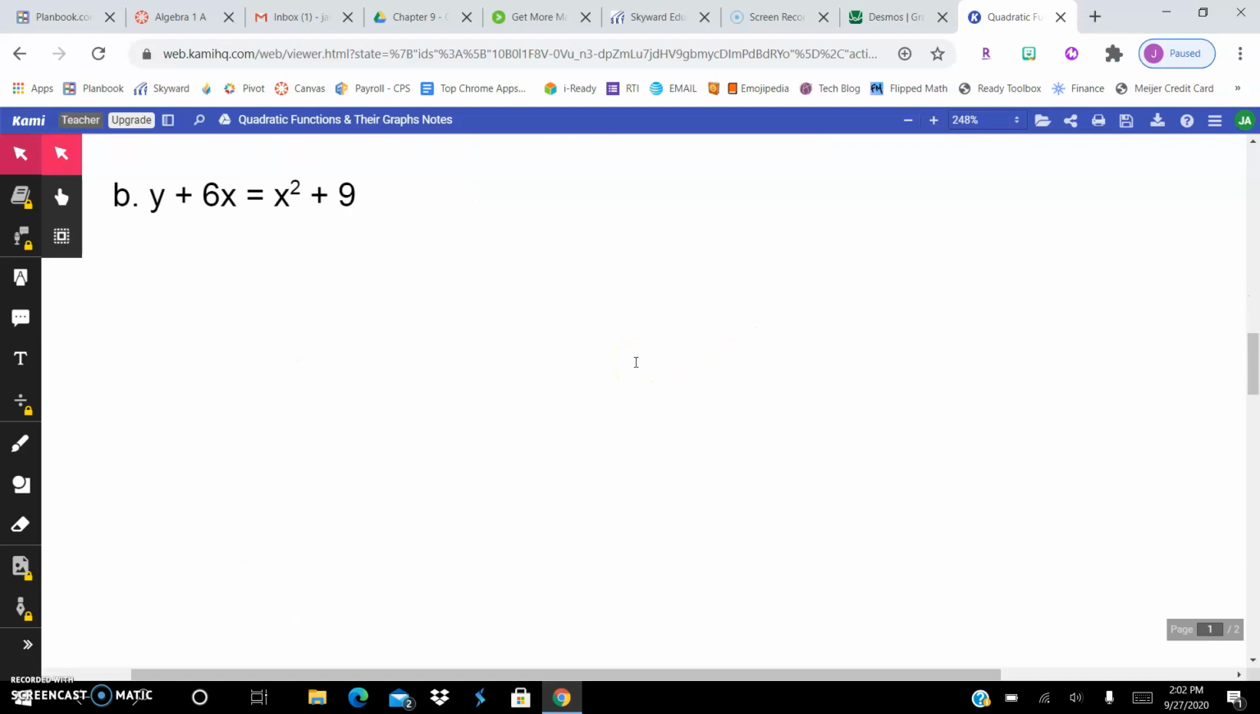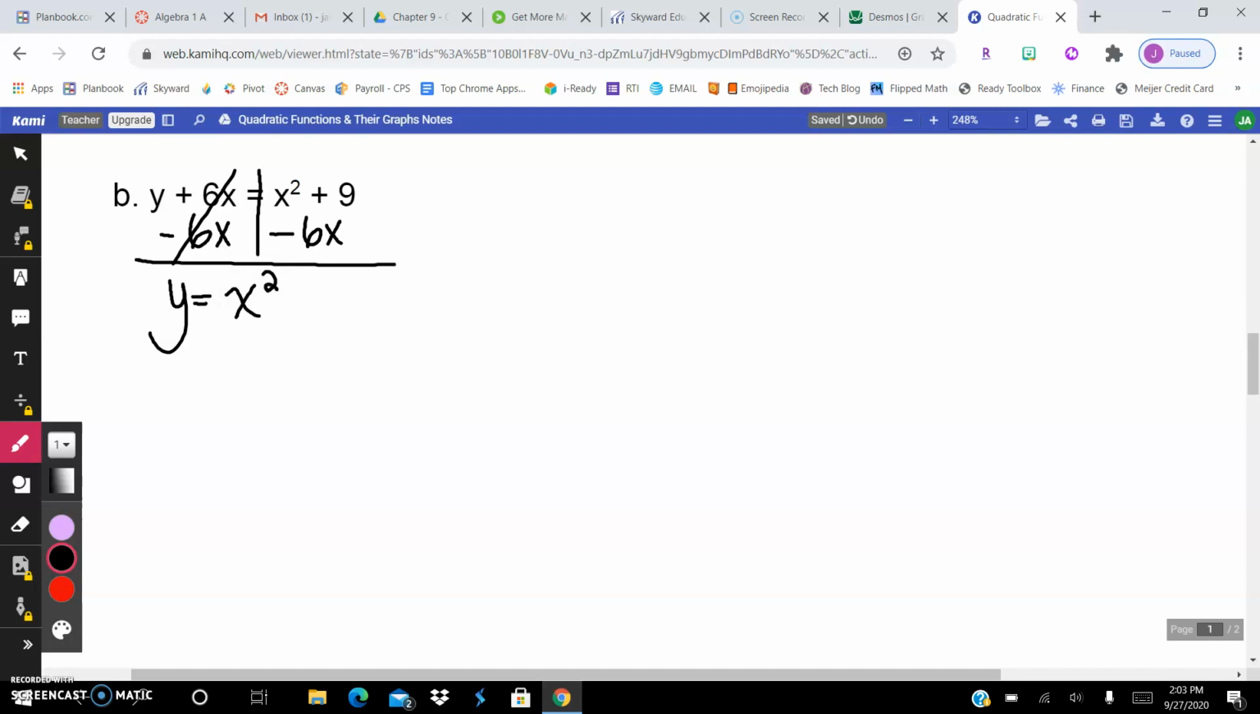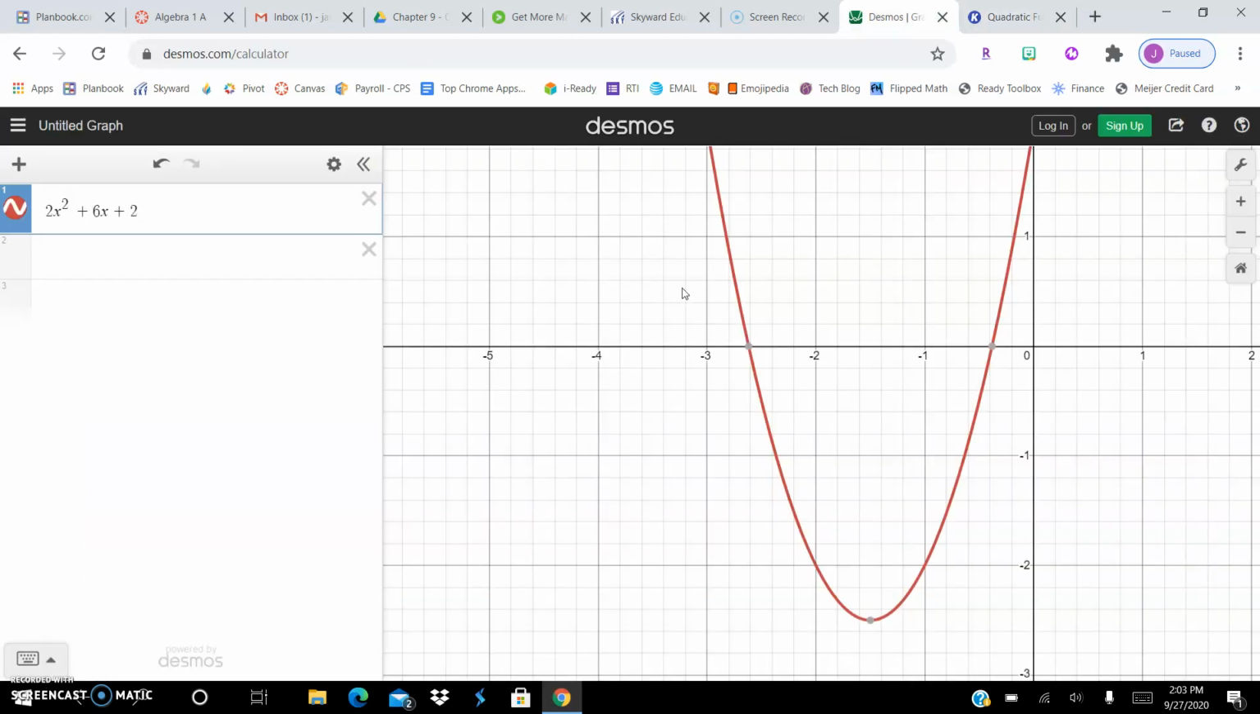All right, for this one is not in the form of y equals. So we have to make it in the form of y equals. So looking on the side where the y is, I have plus 6x. So I'm going to minus 6x from both sides. So they cancel here, and we have y equals, and I'm going to put them in order, x squared, then my minus 6x, and then a plus 9. And then we will move over to the graphing calculator and type that in over there.